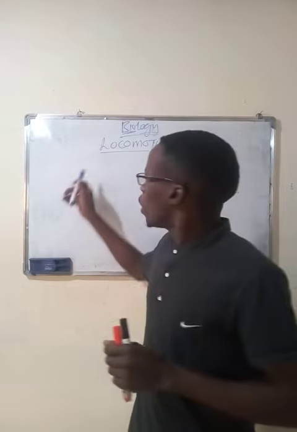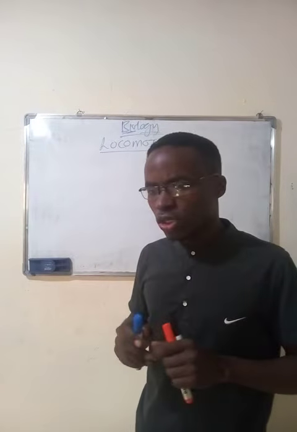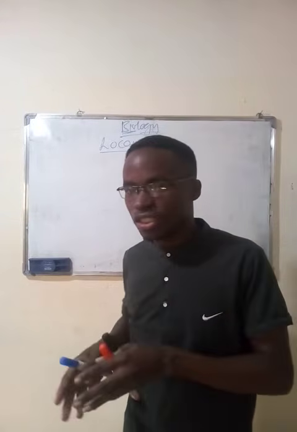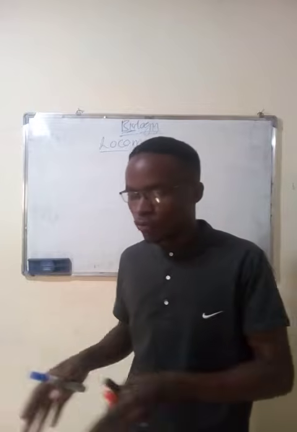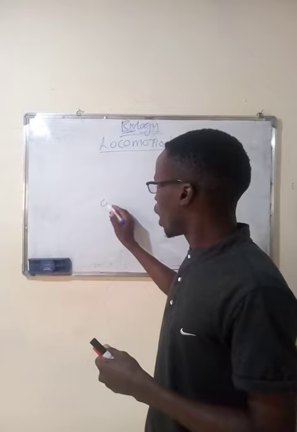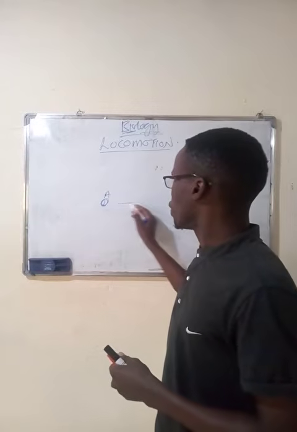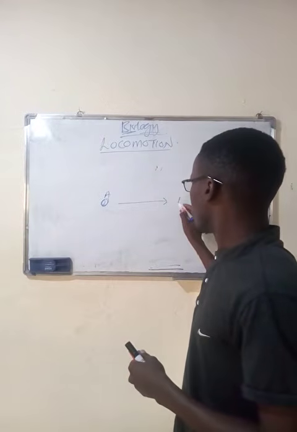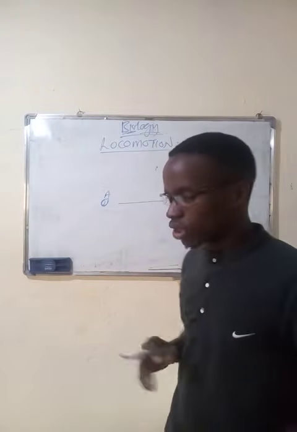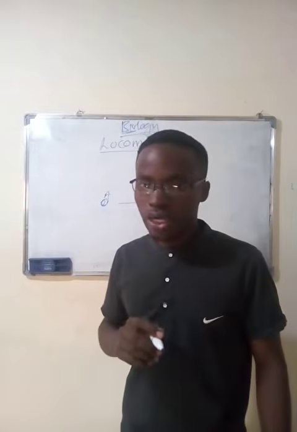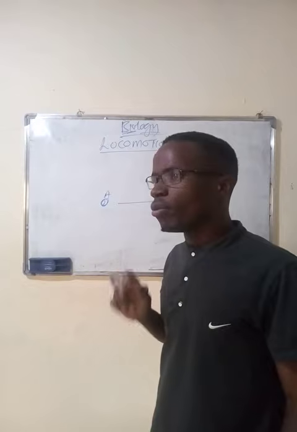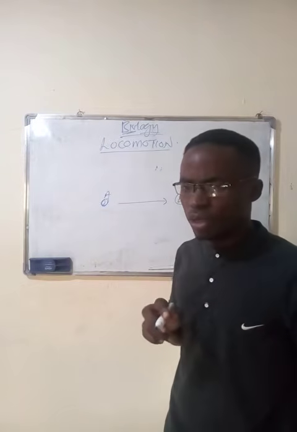Okay. Now, when we define locomotion, we say that locomotion is simply the movement of an organism from one place to another, or from one point to another. So an organism was at point A, and then it goes to point B, right? Then we say that what has happened there is what is called locomotion, right? Now, remember, as we are defining locomotion, we're using the word movement.